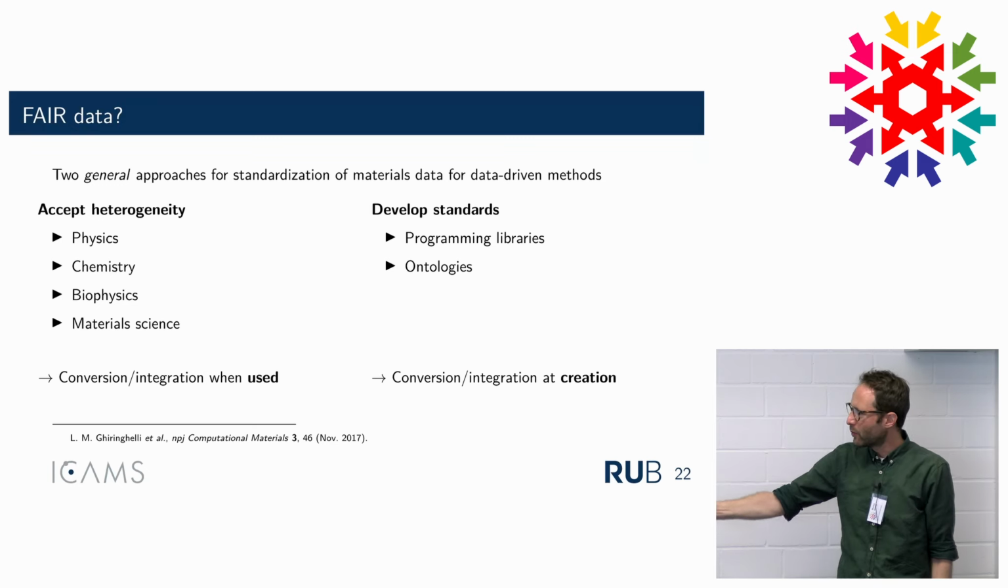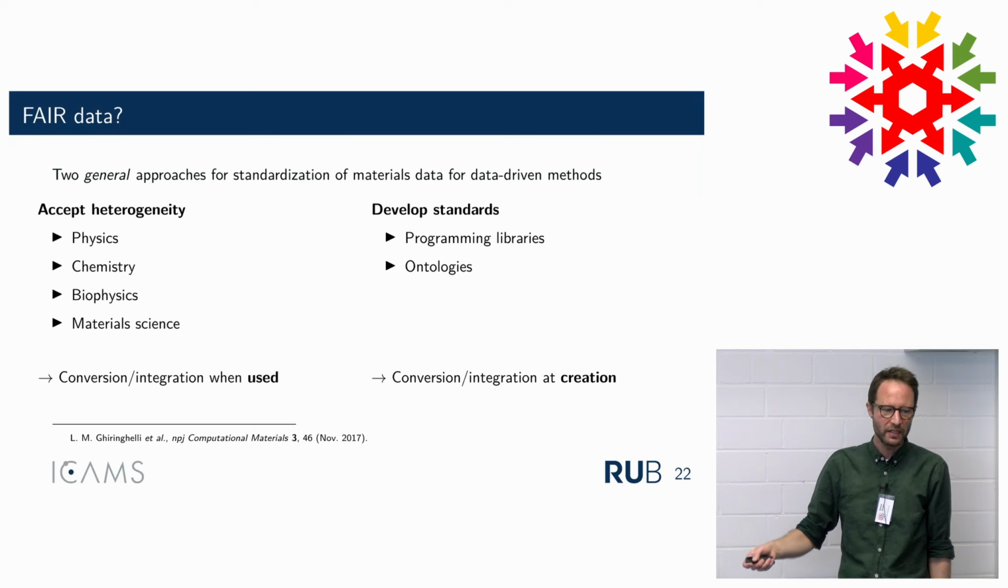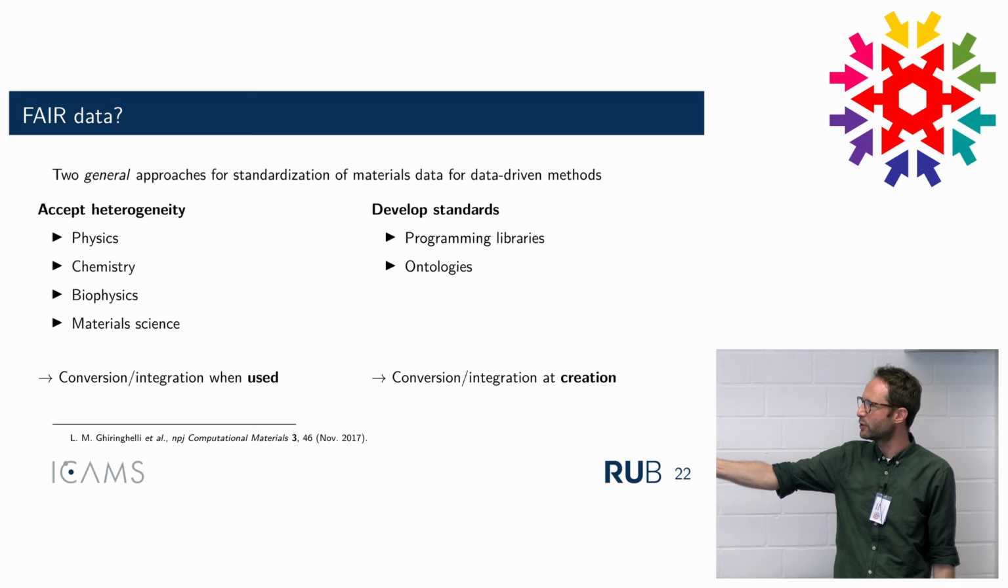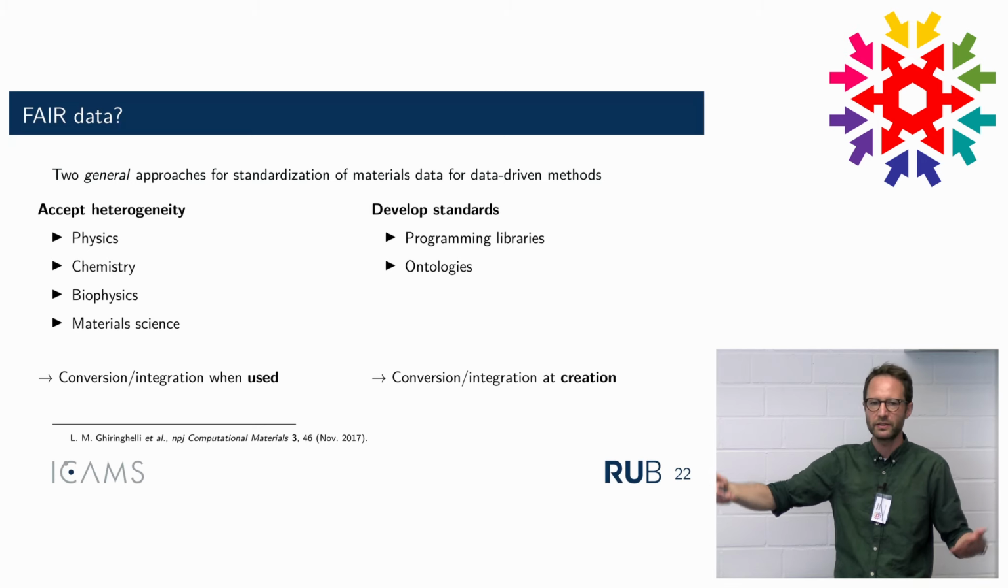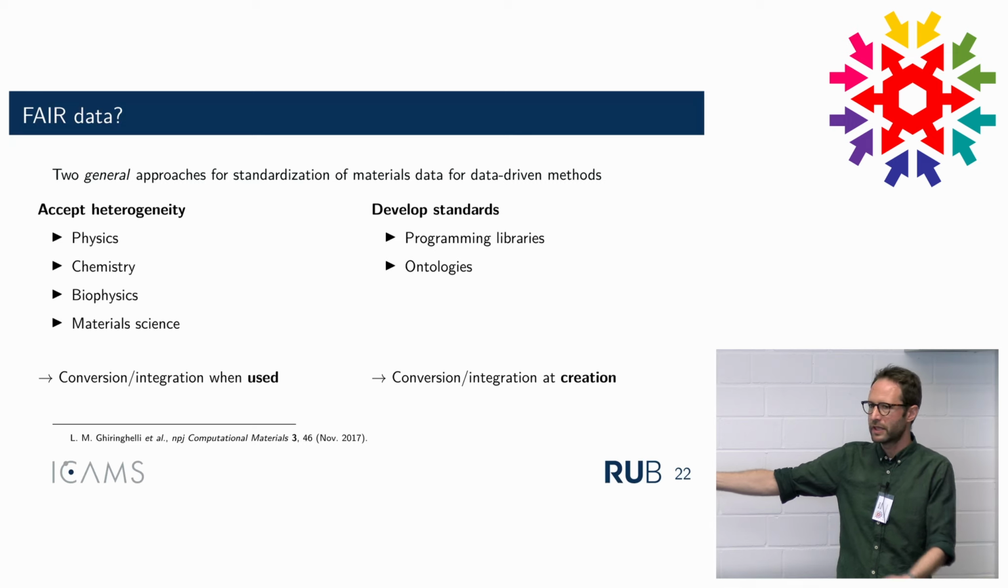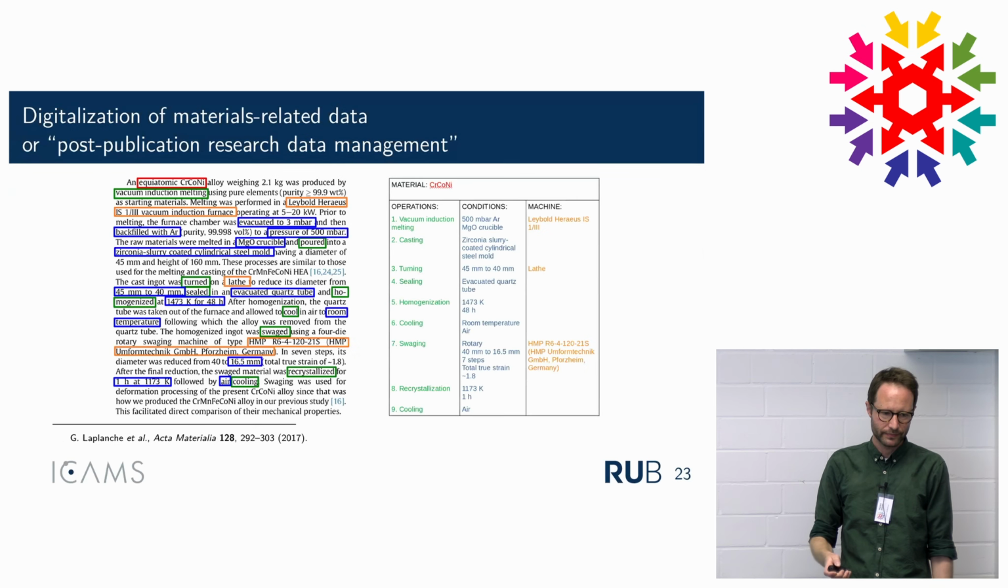It's actually one of your own who wrote about how you manage data. There are essentially two ends of the spectrum. Either you accept that there is heterogeneity, meaning it comes from different communities with different standards, or you develop those standards and enforce them. So either you create something homogeneous when you use it, or at creation, at the source. The word embedding part is here: you just ignore what it is and you homogenize it.